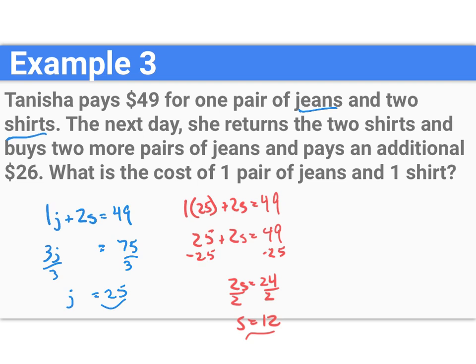So what we did was find an intersection point, but now the application is to find the cost. So 25 plus 12. For one jeans and one shirt, one jean plus one shirt equals $37.